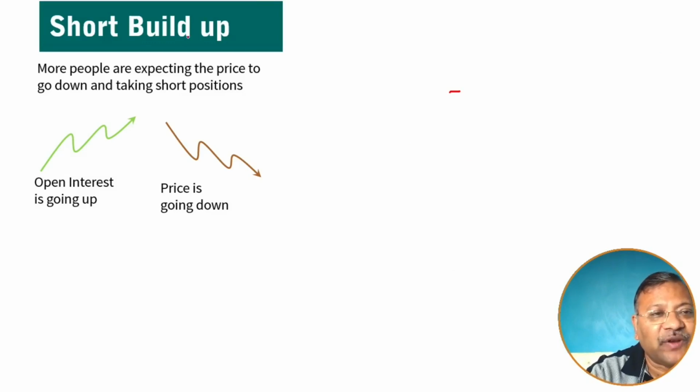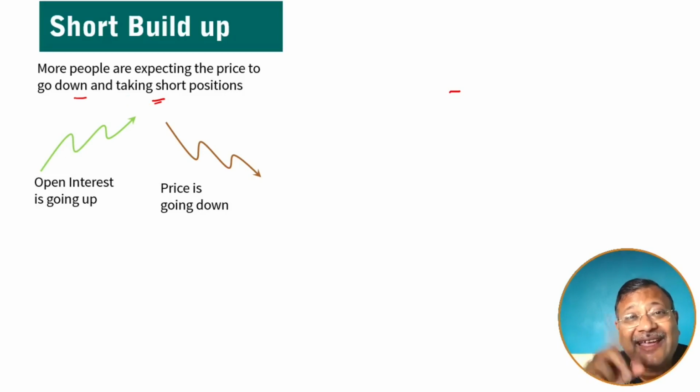Okay, let us understand what a short build-up is. In a short build-up, more people are expecting the prices to go down and are taking short positions. This is indicated by open interest going up, which means more people are coming in. But since these people coming in are sellers, they exert a downward pressure on the price. So you will see the price going down.